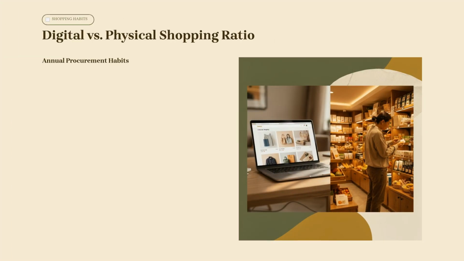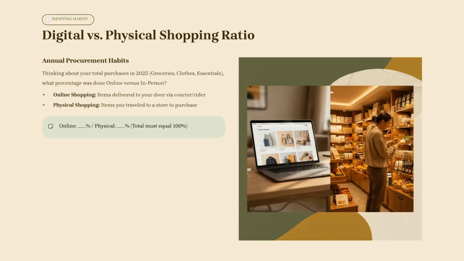We analyze your digital versus physical shopping ratio as part of your annual procurement habits. Consider all your purchases, such as groceries and clothes, and estimate the percentage done online versus in person. The total must equal 100%.